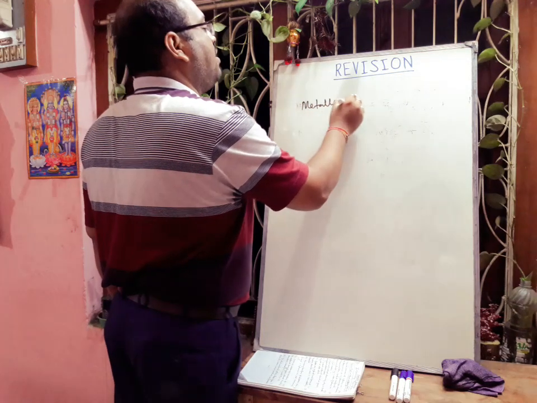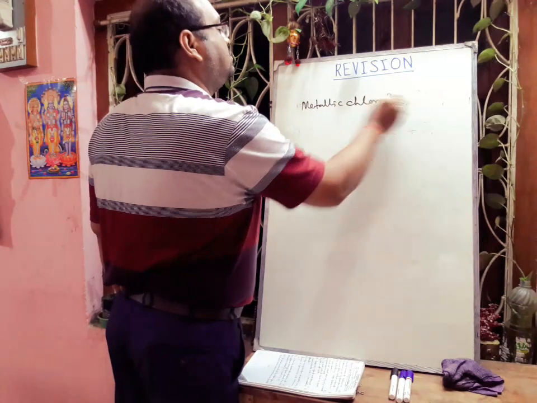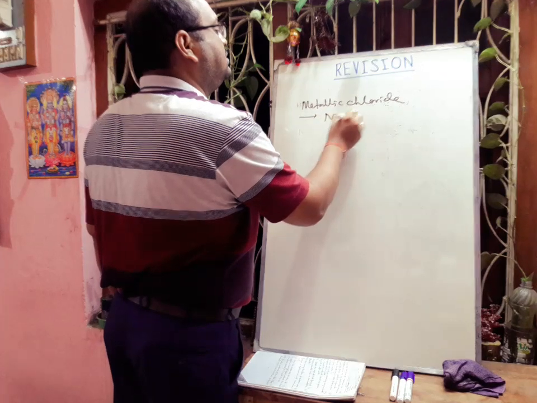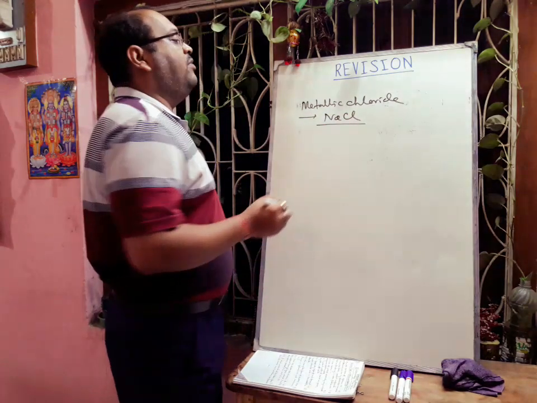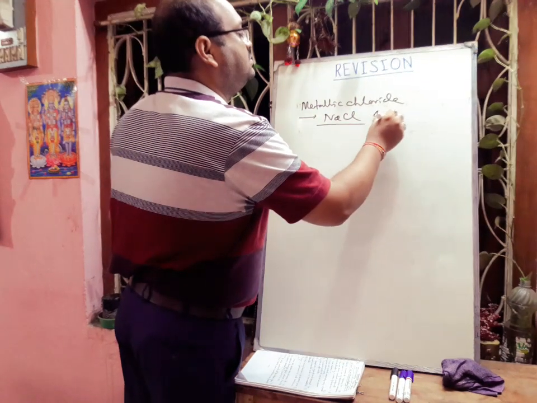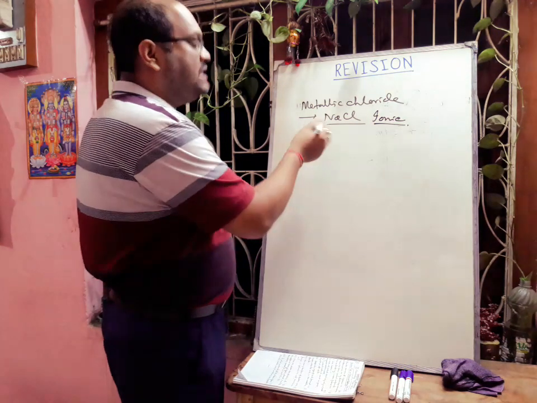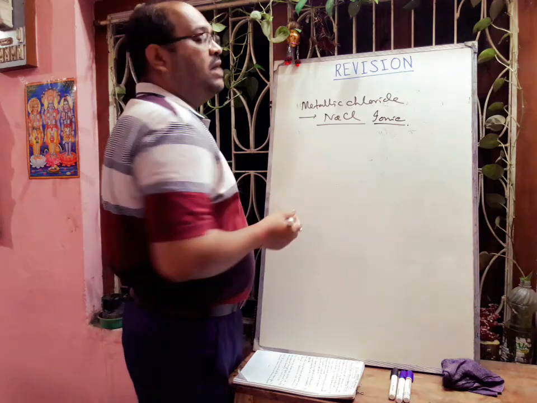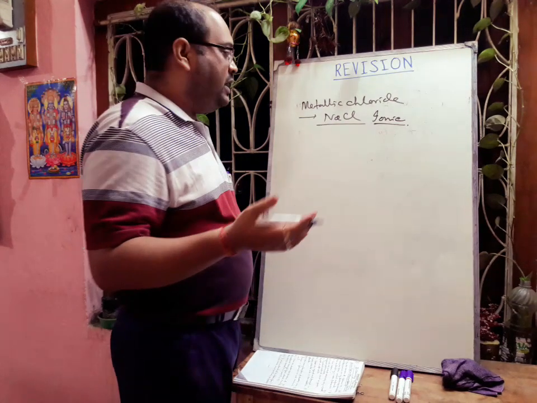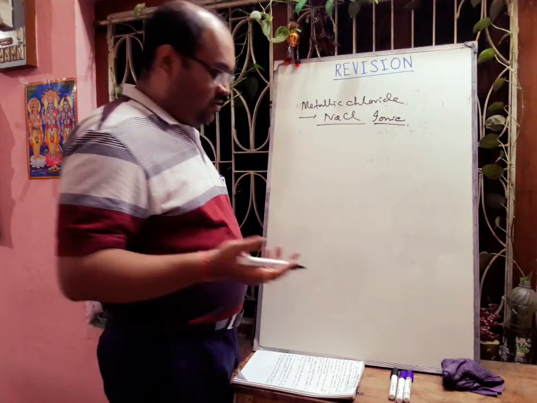Metallic chloride: if we take NaCl, then the type of bond will be ionic. But there are some exceptions that I will not discuss. In the general case, NaCl will be ionic. But if we take lithium chloride or aluminum chloride, then it is a different case, and the bond will be covalent.